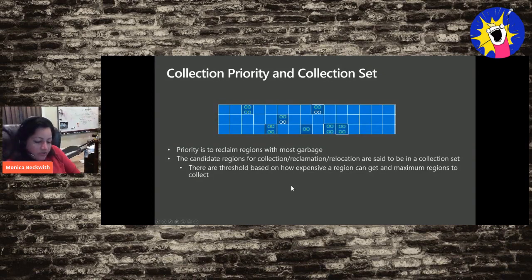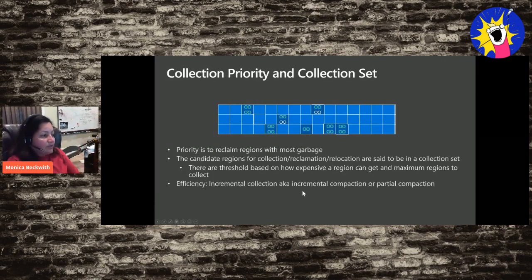So in G1's case, and in even many of the newer collectors, you have threshold-based collection. The thresholds are basically set on how expensive a region can be. If it's too expensive to collect a region, we will leave it out of the collection set. If we've already reached our time-bound thresholds, then we will leave the remaining regions out of the collection set. Usually the regions are arranged based on their collection efficiency.